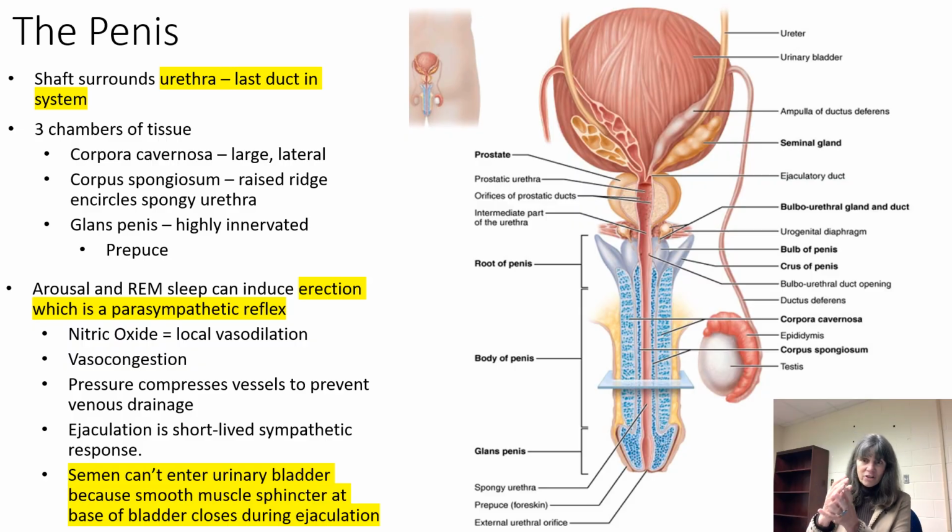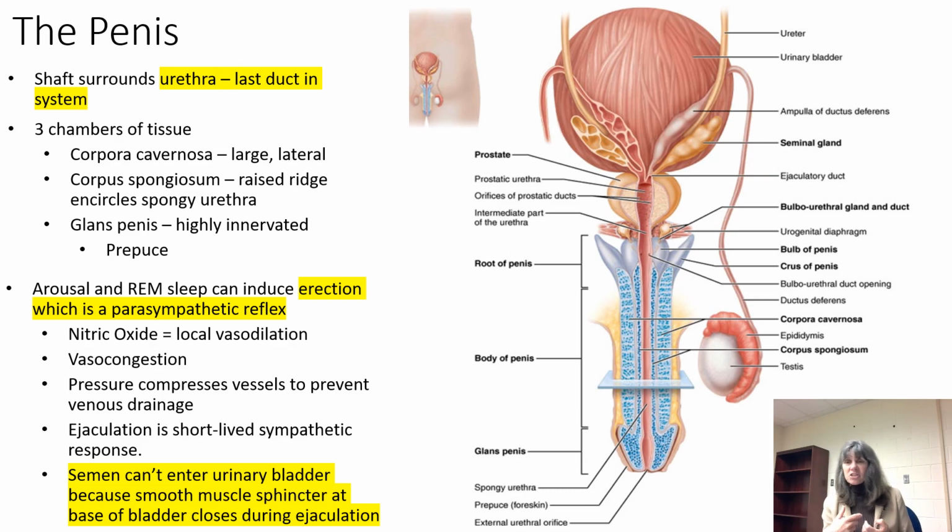As blood fills into the chambers of tissue that make up the penis, it becomes engorged and becomes erect, and that will start to press down on the little venules, causing vasocongestion. So the pressure compresses the venules to prevent venous drainage.